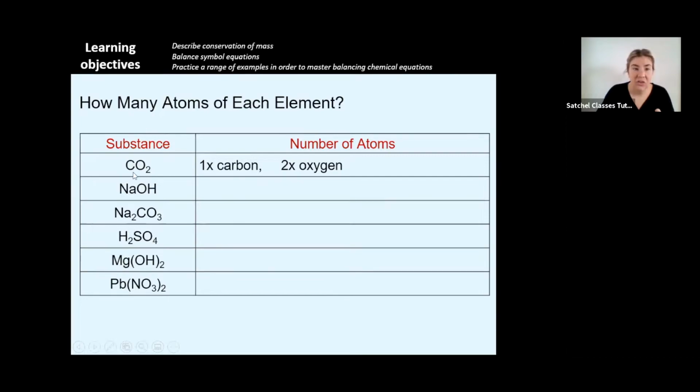I've given you a starter: in this carbon dioxide, this is the substance, don't worry too much if you don't know how to say it, there is one carbon atom and two oxygen atoms. I want you to do the same thing for each of the substances underneath. You might be thinking, this is easy, but it's really important that you understand what's going on with the harder compounds at the bottom, because there are brackets. Think about what brackets mean in maths is all I'm going to say. What I would like you to do now is pause this video and have a go at this activity.